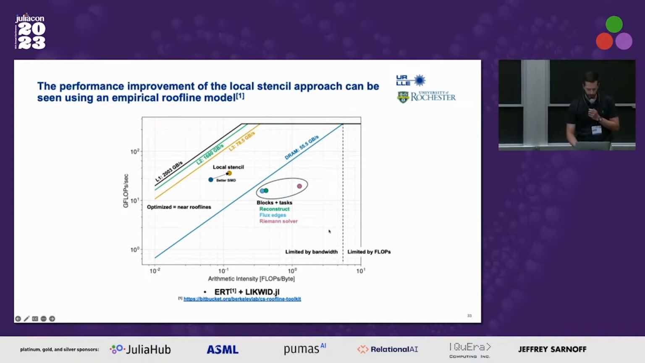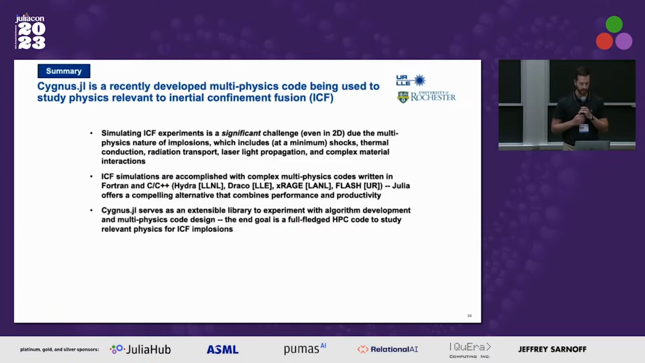If you're on this side of the dashed line, it means you're limited by bandwidth. And if you're on this side, it means you're limited by floating point operations. An optimized approach is as close to the roof of your particular memory hierarchy as possible. In the new method, we are above DRAM, which means that we are benefiting from some cache reuse, which is good for scaling. I'm at my time limit, so I will end it there, but thank you for your time.